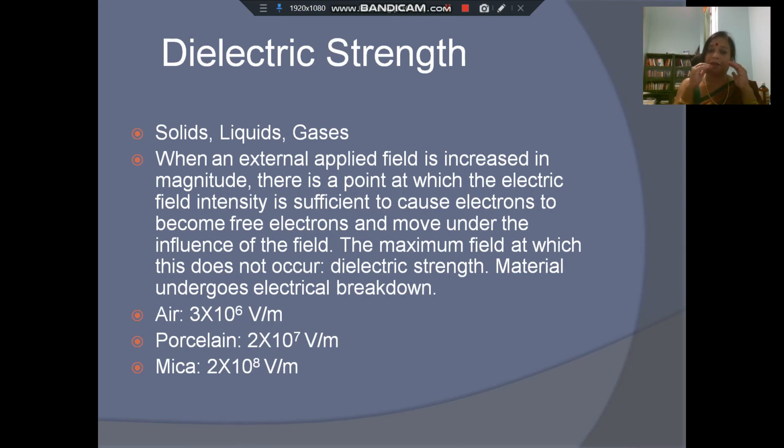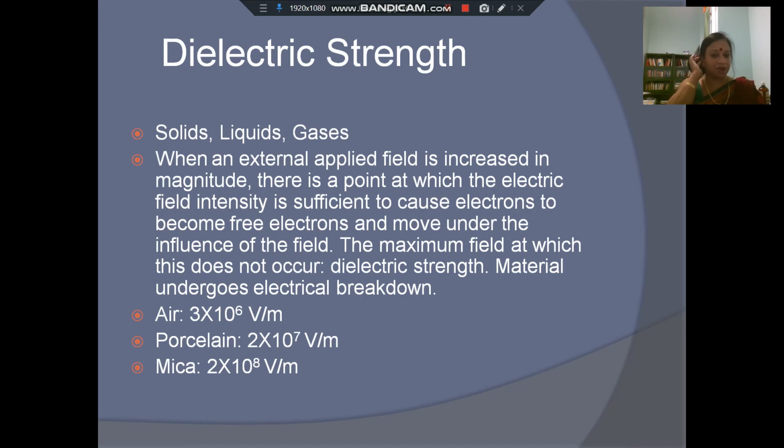So the maximum field that you can apply across a material before it loses its dielectric property is called the dielectric strength of the material. And when you cross the dielectric strength, if you apply a field greater than the dielectric strength of the material, the dielectric material breaks down, undergoes electrical breakdown.